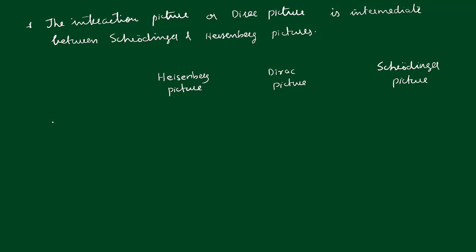So first we discuss the evolution of state kets. What happens to state kets in the Heisenberg picture? There's no change. Is that correct? Yeah. In the Dirac picture, the evolution changes, and the evolution is determined by VI, and we know what VI is here. You can check back. And in the Schrödinger picture, the state kets' evolution is determined by H.